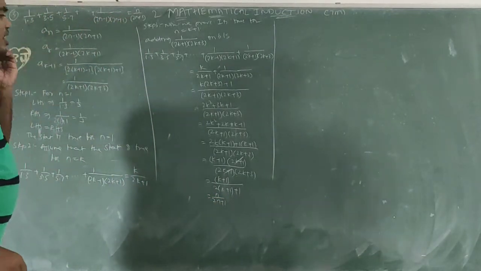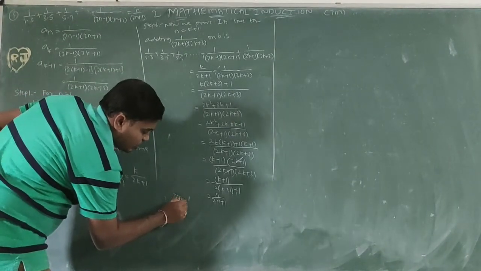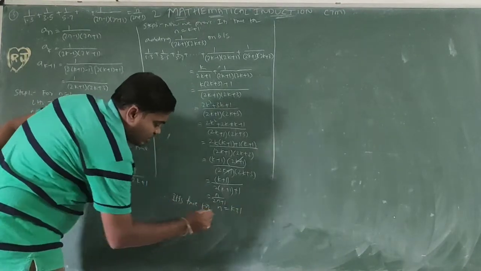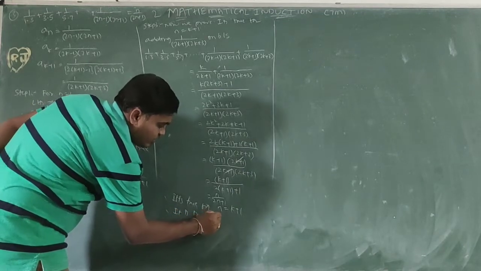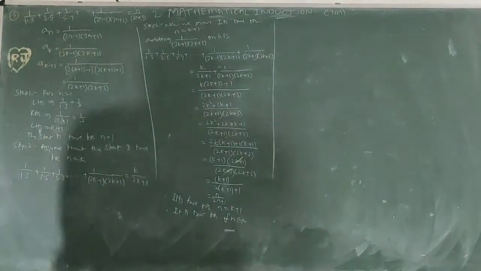So it is true for n equal to k plus 1. Therefore it is true for all n belonging to N. So this is the question.